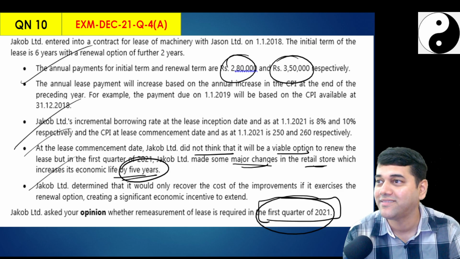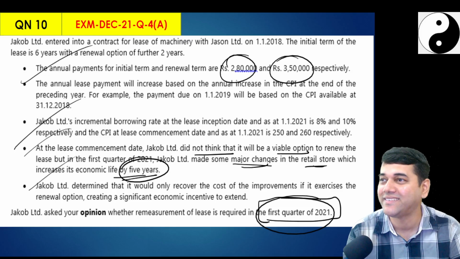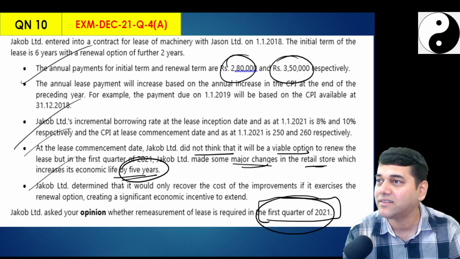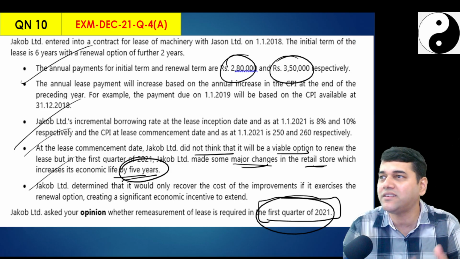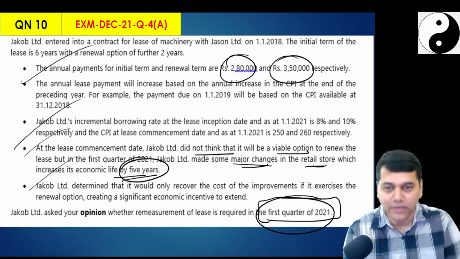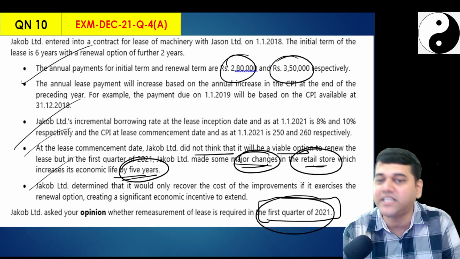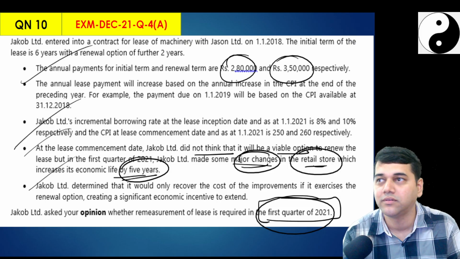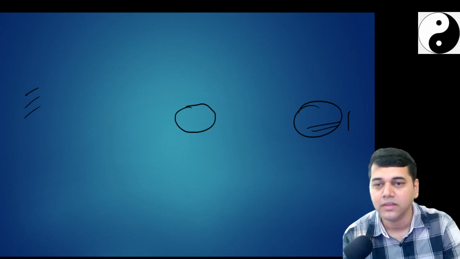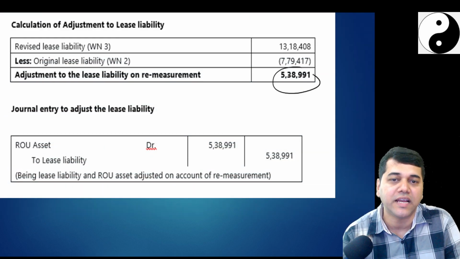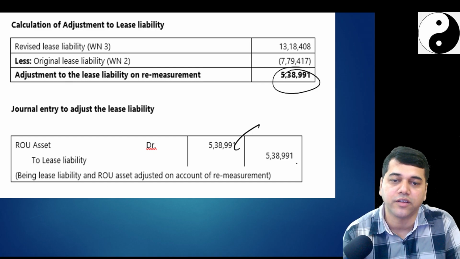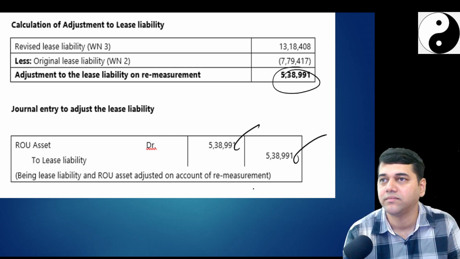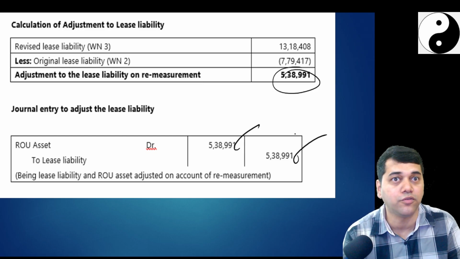What you thought? What you interpreted? Lease life extension. Lease doesn't have a life, no. So that's what they say. They said major changes in the retail store, which is very silent. I'm telling what changes. You must have installed one AC, no? You must have brought one equipment. Now you got this 13,18,408, revised 5,38,991, and the ROU asset account debit to lease liability balance. You got this? Chalo, full out of full.